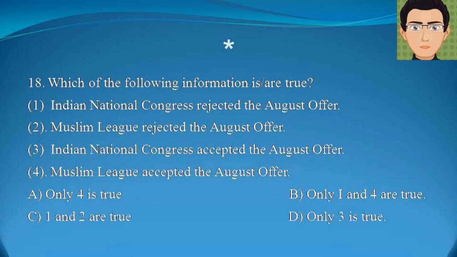The Indian National Congress rejected this offer at its meeting at Wardha in August 1940. It demanded complete freedom from colonial rule. Muslim League also rejected the offer, saying that nothing short of partitioning the country would be acceptable to them.